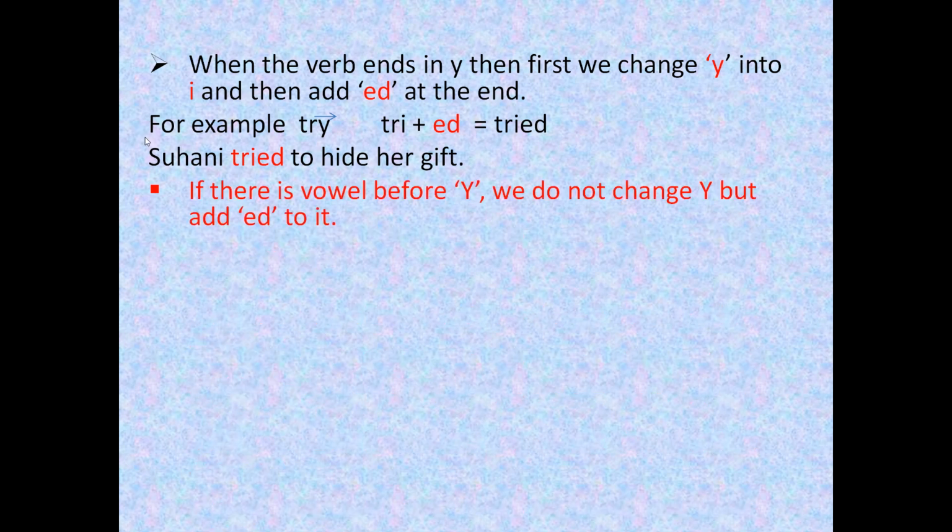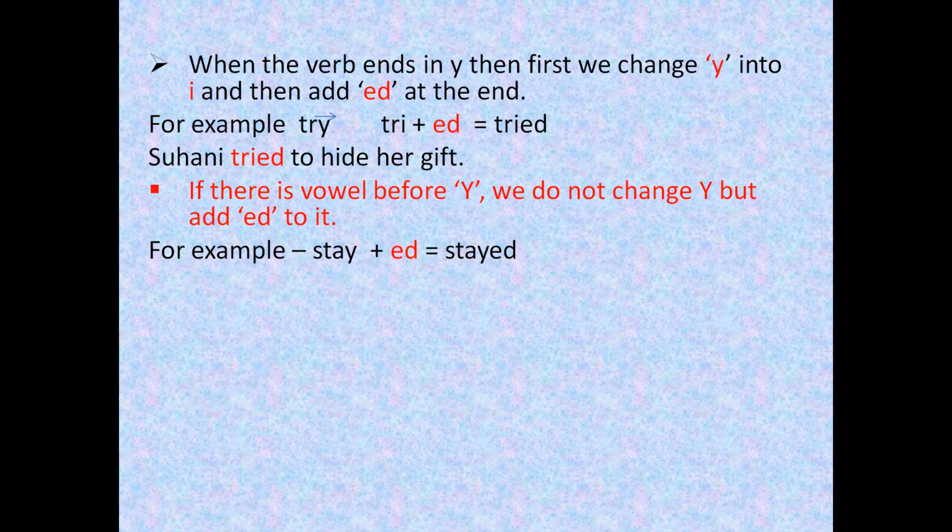But if there is vowel before y, then we do not change y. We simply add ed to it to make past form. For example, stay. Here before y, vowel is there. So we will add ed to form past tense.